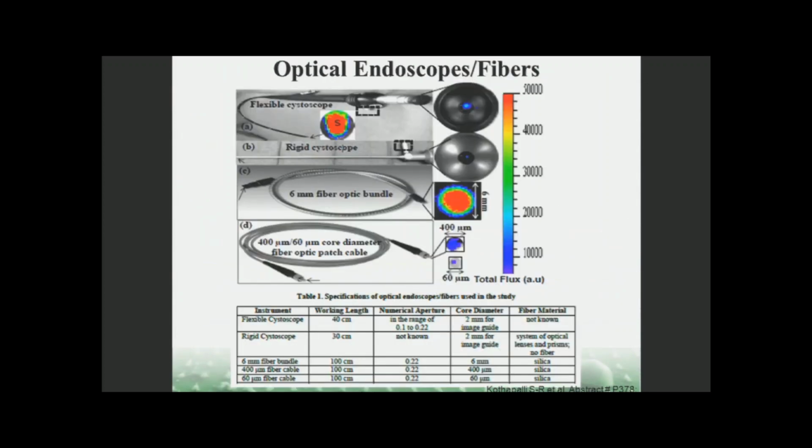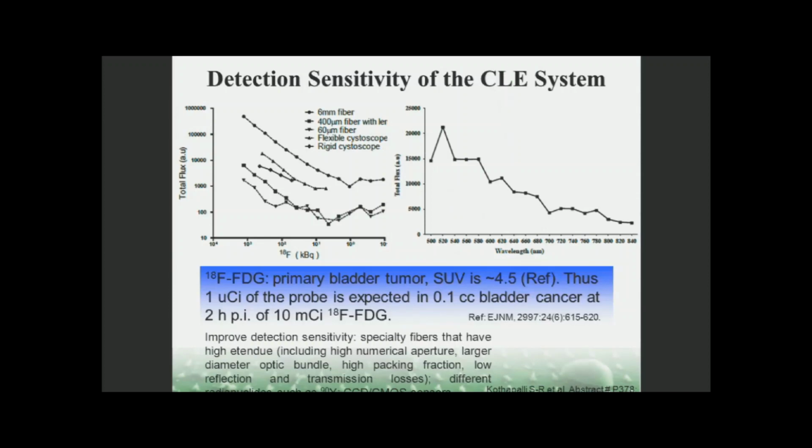As you can see from this slide, we found in general the 6 mm fiber optical bundle shows much higher signal compared to the other fibers we tested. So this one looks like it has a higher sensitivity. Here we show these fibers tested with different quantities, or different amounts, of radioactivity.